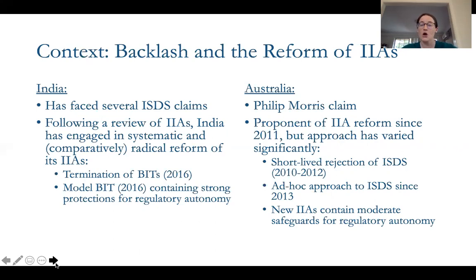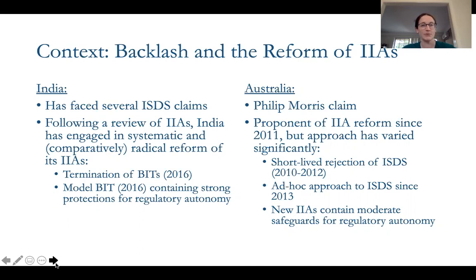Australia has faced one particularly prominent investor-state dispute settlement claim, being Philip Morris's claim in relation to Australia's tobacco plain packaging laws, in which Australia was successful at the jurisdictional phase, and the claim never actually proceeded to be heard on the merits. Australia has been engaging in IIA reform, particularly since 2011, but its approach has varied significantly.